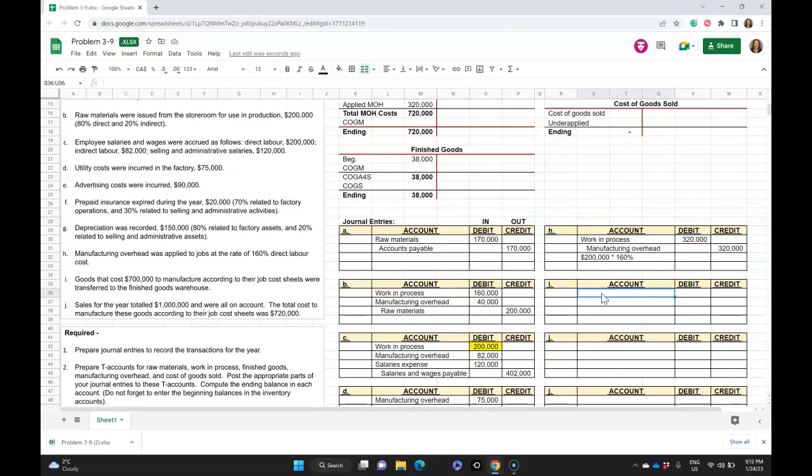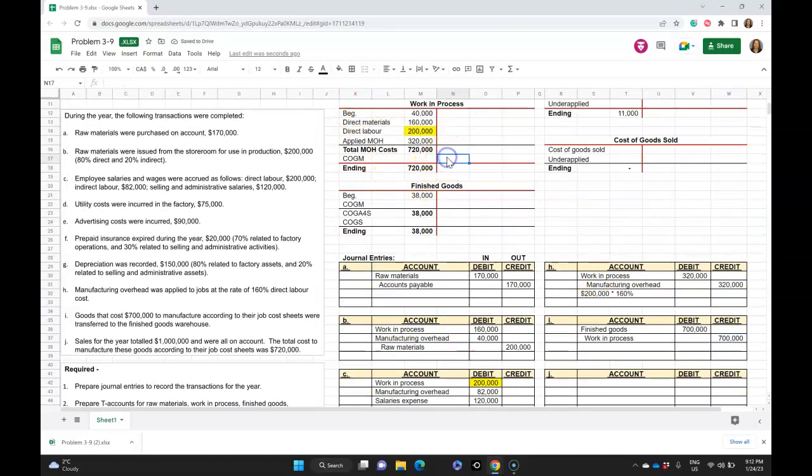So the journal entry that I'm going to do for that is in finished goods and out work in process. 700,000. And this number is called cost of goods manufactured. So out and in. So whatever you do to the one side, you have to balance it out on the other side. So that's why I'm kind of talking about this like in and out.